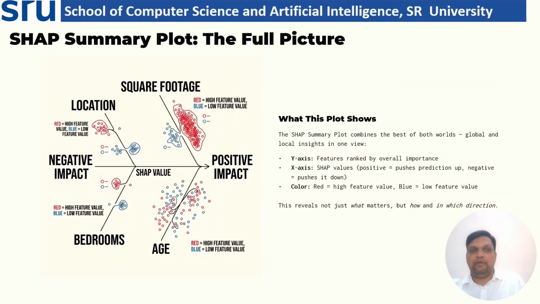SHAP summary plot, the full picture. It combines the best of both worlds, global and local insights in one view. Y-axis: features ranked by overall importance. X-axis: SHAP value, positive means it pushes the prediction up, negative pushes it down. Color: red is high feature value, blue is low feature value. This reveals not just what matters, but how and in what direction.